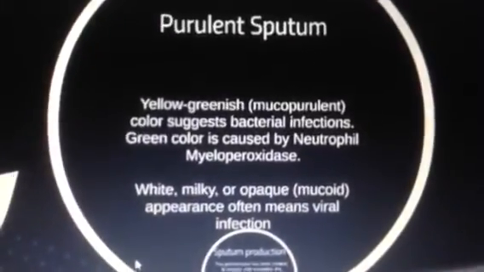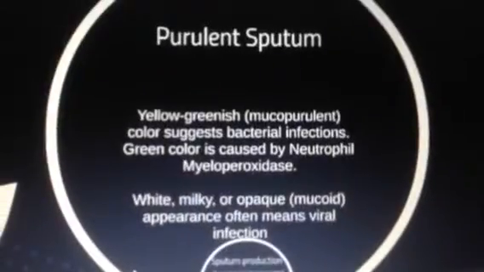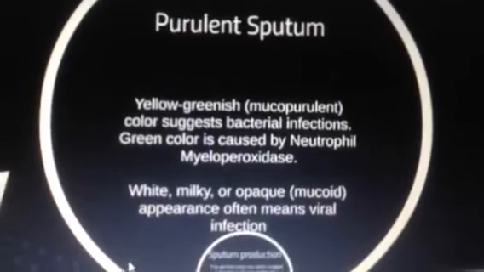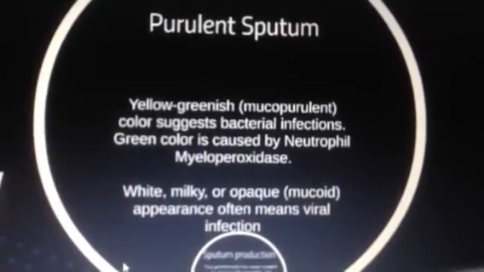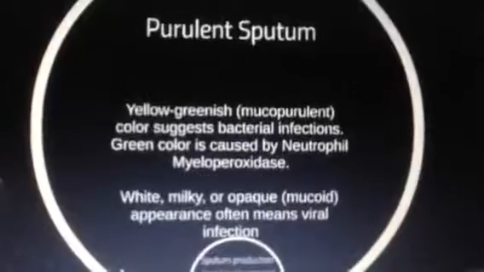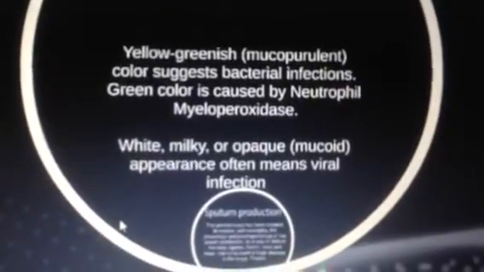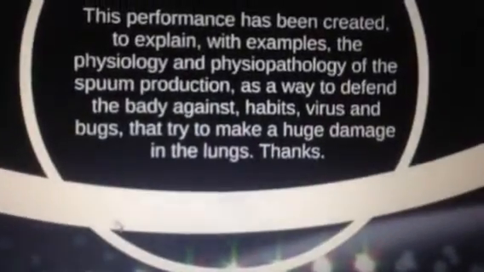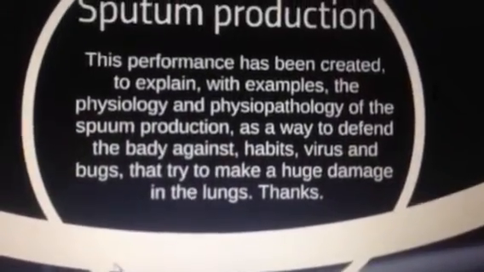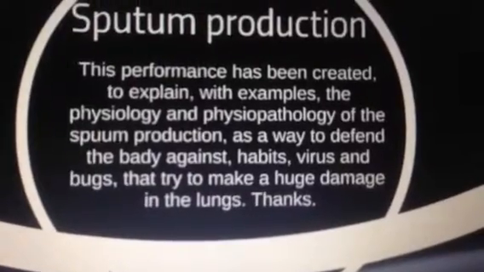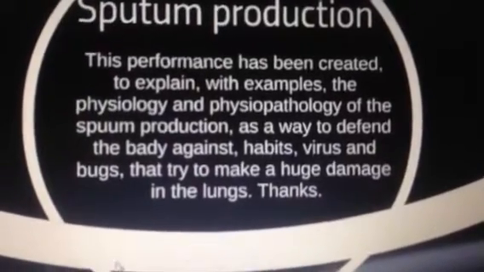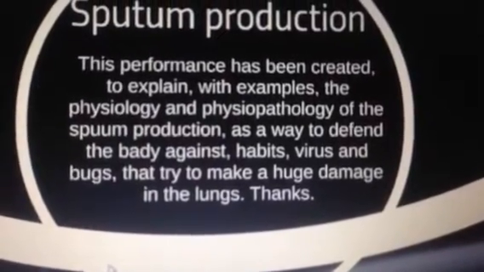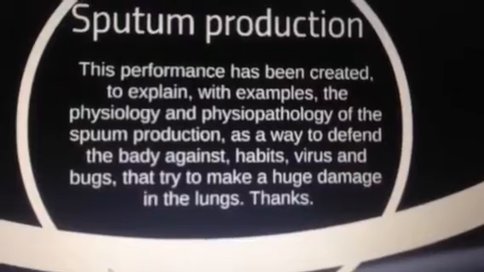Finally, purulent sputum is a yellow-greenish mucopurulent color and suggests bacterial infection. Green color is caused by neutrophil myeloperoxidase. White, milky, or opaque mucoid sputum often means viral infection. This presentation has been created to explain, with examples, the physiology and physiopathology of sputum production as a way to defend the body against bacteria, viruses, and bugs that try to do great damage to those organs.